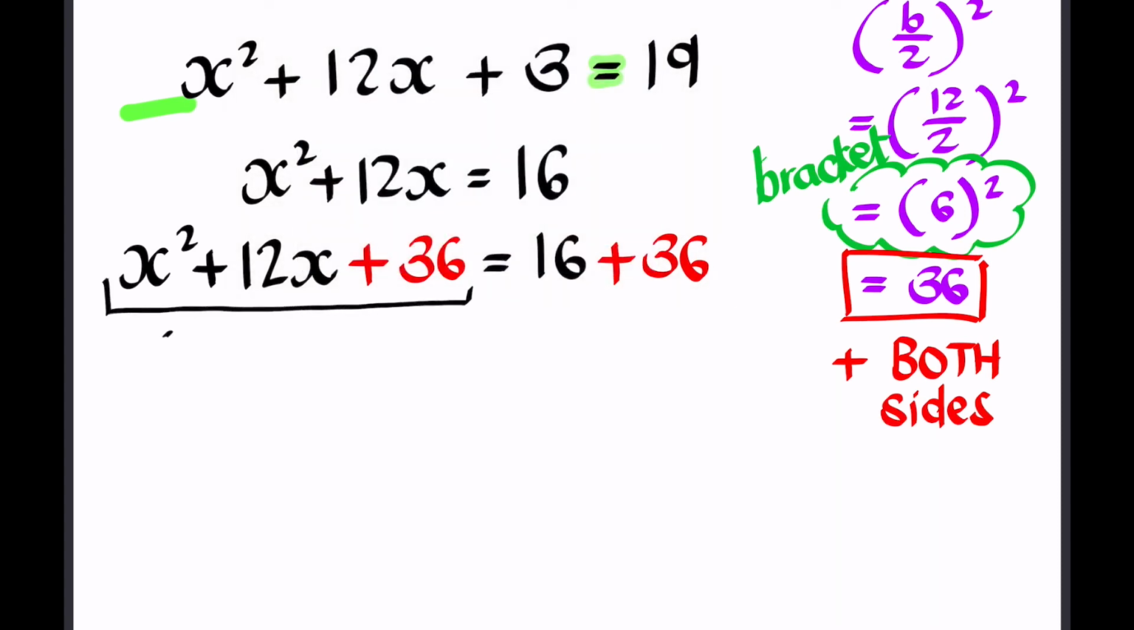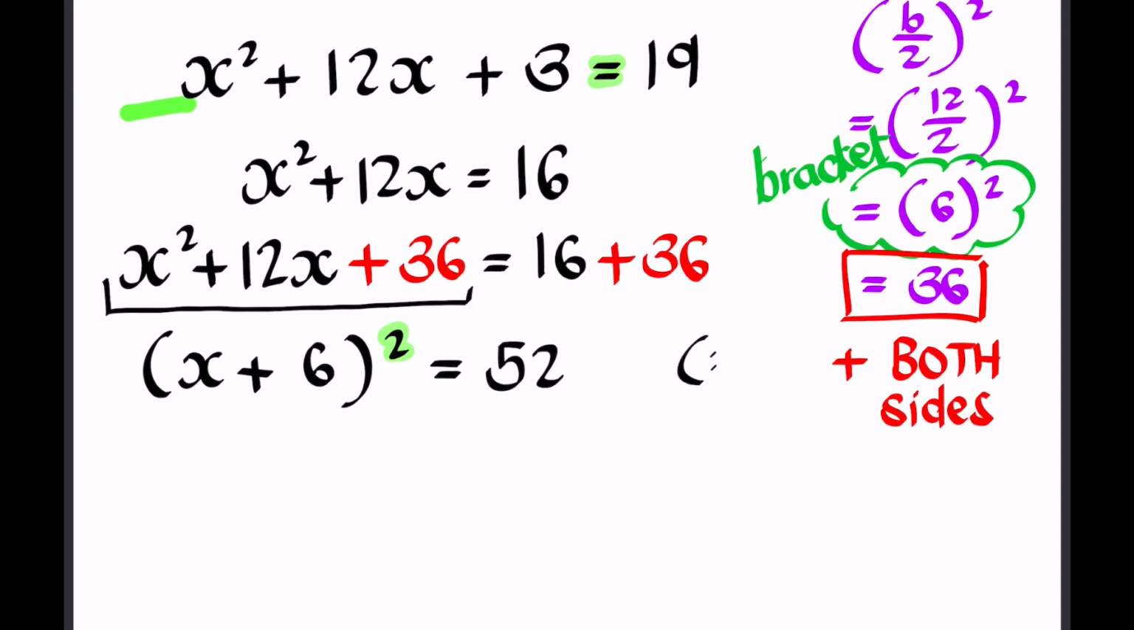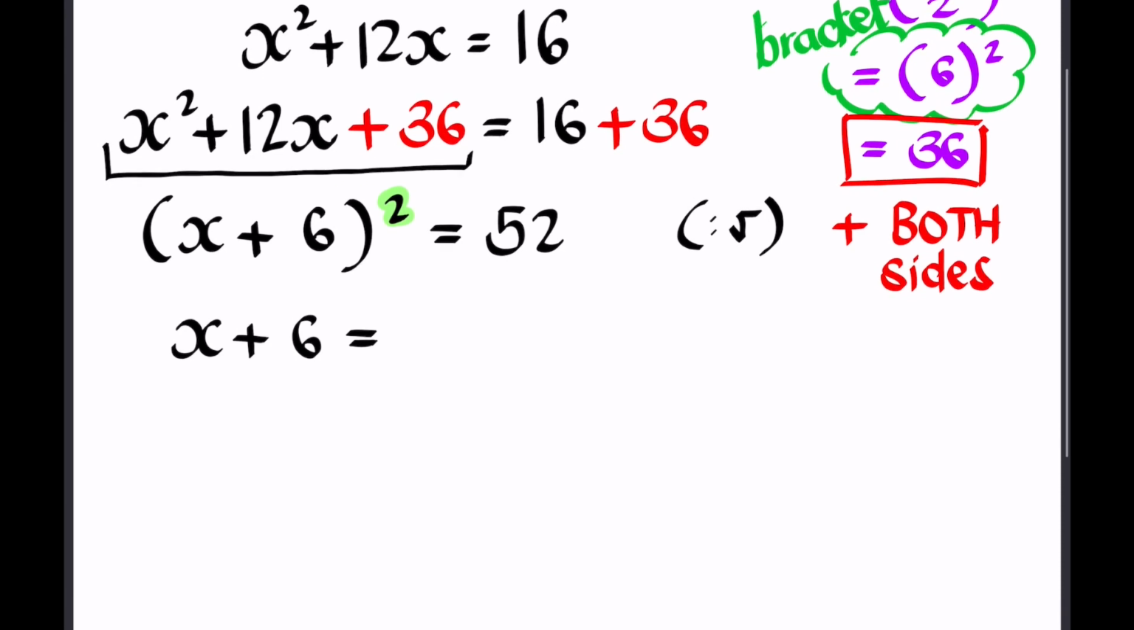Now I've created my perfect square trinomial, which I'm going to factorize as x plus 6 squared is equal to, and then I have 16 plus 36, which gives me 52. I want to solve this equation, so I need to get rid of that square. In order to get rid of that square, I'm going to square root both sides. The square root of x plus 6 all squared is x plus 6 equal to, remember when you square root, you have a plus minus answer.